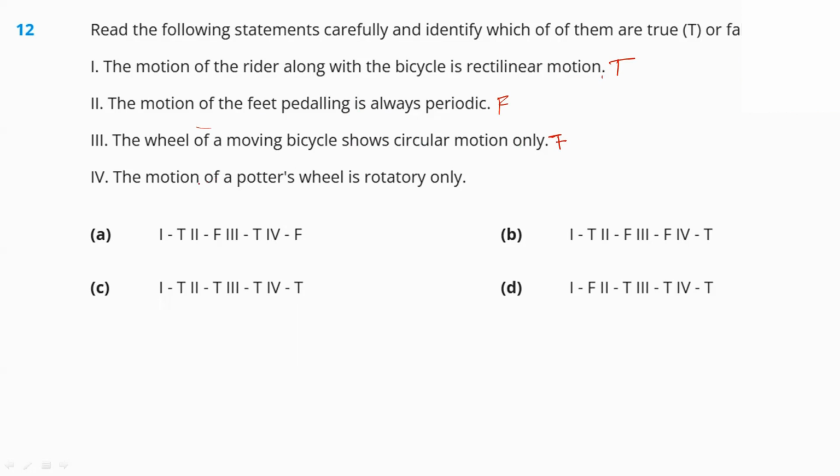And the motion of a potter's wheel is rotatory only. So this is true. True, false, false, true. We have it in option number B. So B is our correct answer. Okay, let's go to the next question.